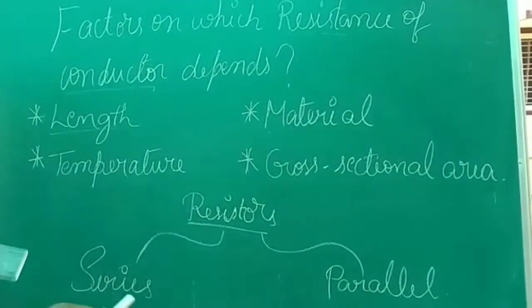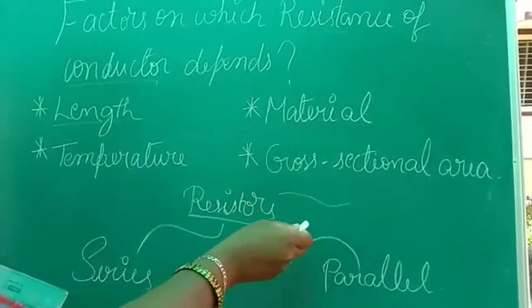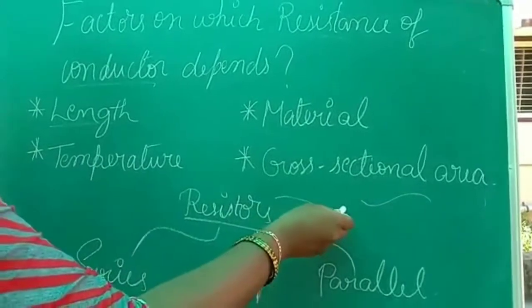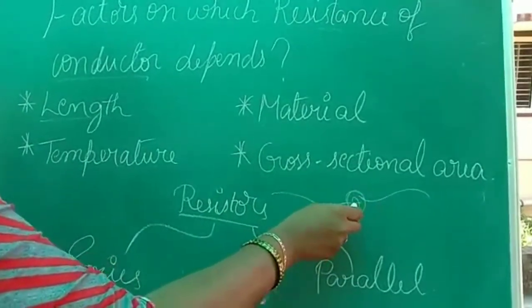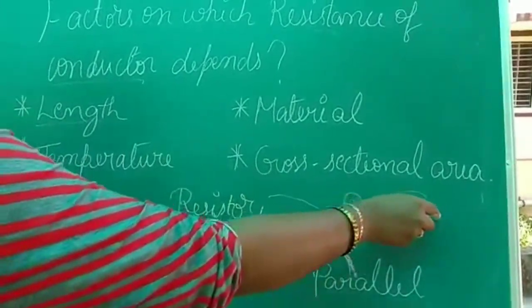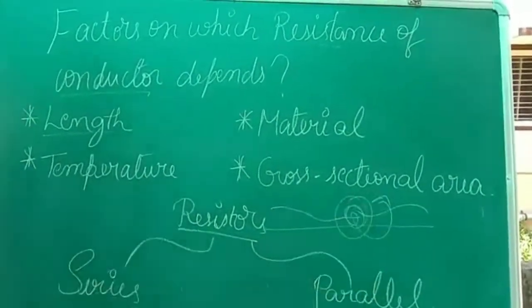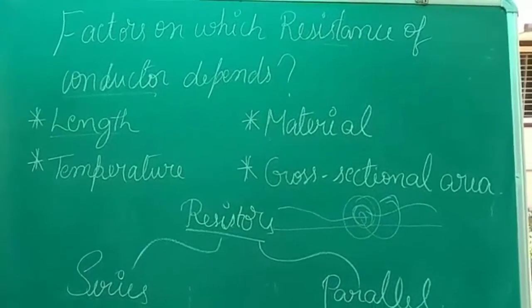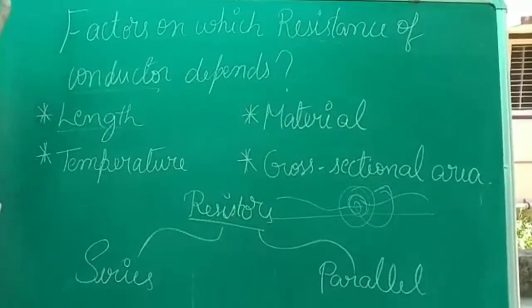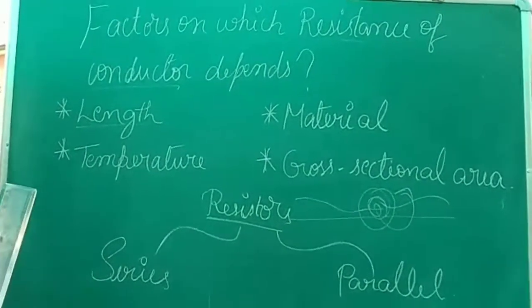Cross-sectional area means, suppose the wire is this long and one more wire is this long, what we'll do, we'll tie a knot to the wire and we'll make it a long one. So that particular knot tied, that is called as cross-sectional area of the conductor. Okay, so always remember factors on which resistance of conductor depends.